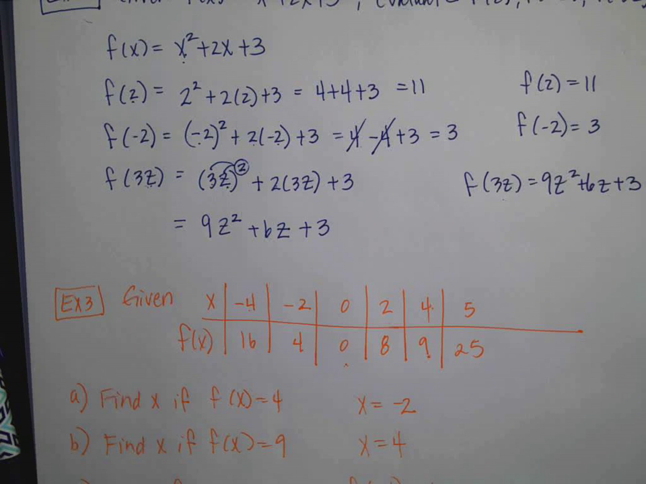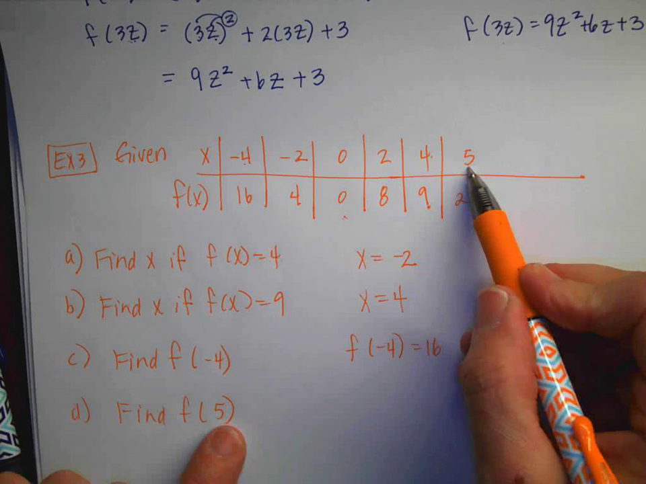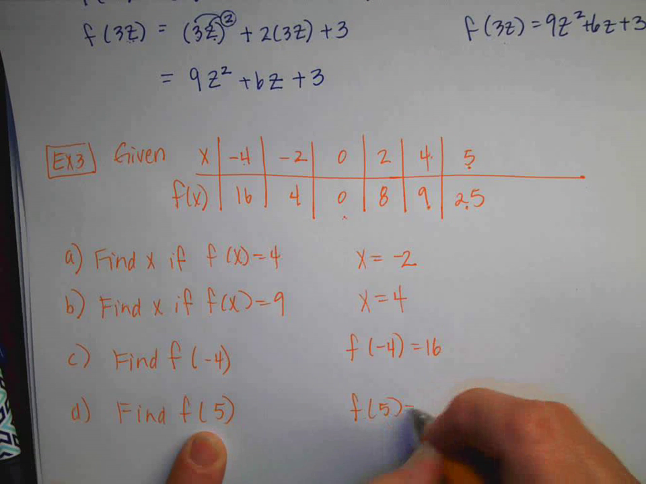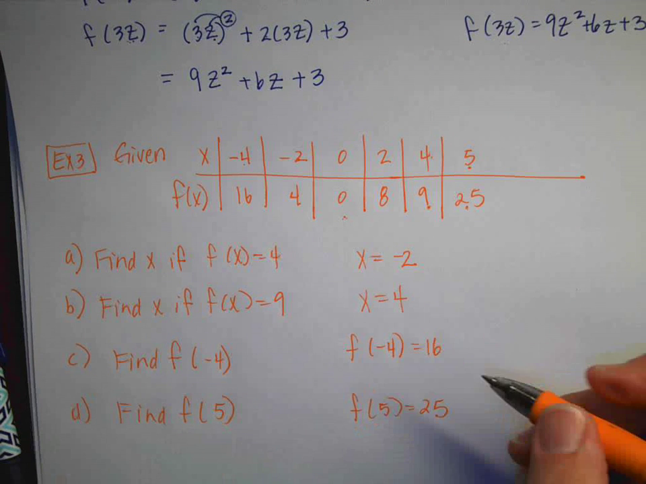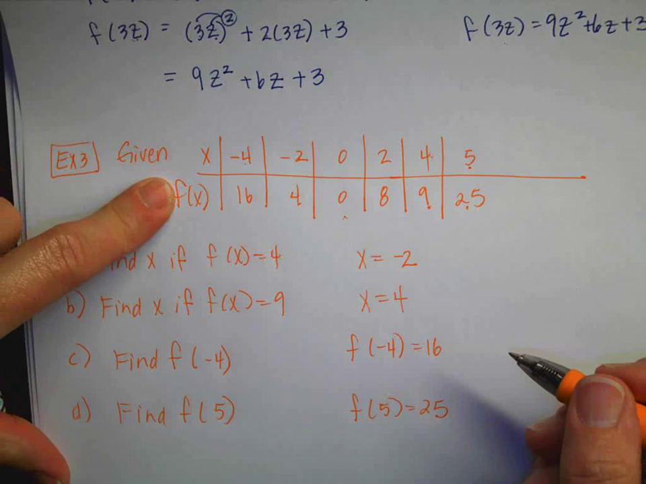And then D is going to say find f of 5. You can't see that, sorry. So at f of 5, 5 is the input, 25 is the output, so f of 5 is going to equal 25. So sometimes we can evaluate a function coming from a table. We can also evaluate a function if we're given a graph.